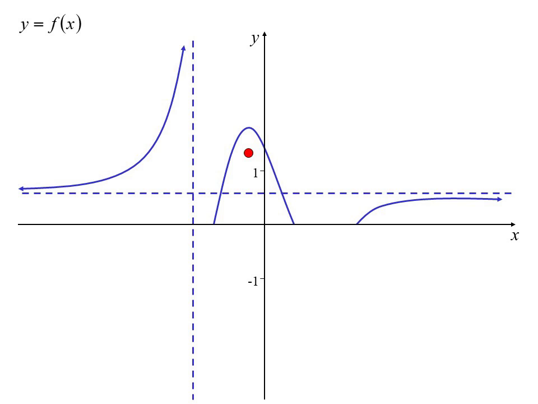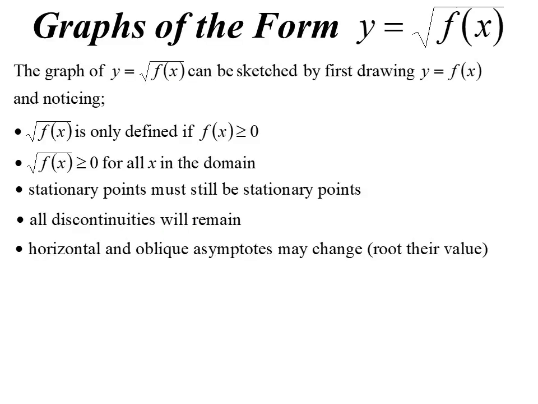Now, if I find the square root of a number bigger than 1, it's going to be smaller than that number, so it must come down, must be below there. Discontinuities are going to remain for all the reasons we said before. If it's not in the domain of the original function, it can't be in the domain of the new function. But horizontal and oblique asymptotes may well change.